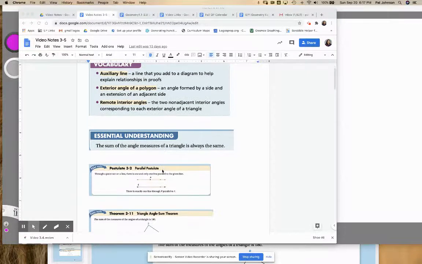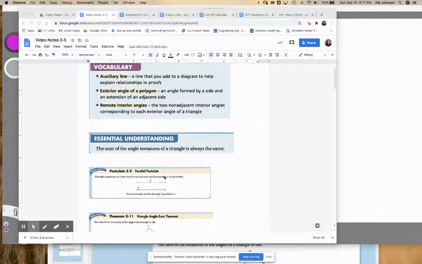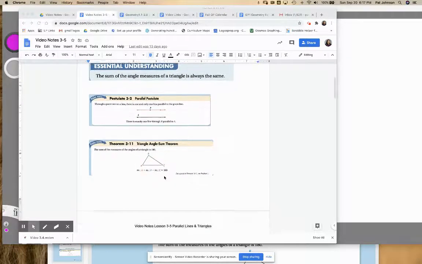So let's talk about auxiliary lines. It's basically a line that we can add to a diagram to help us explain the relationship in a proof. That's all it is. So in this lesson, we're going to understand about angle measures of a triangle, that they're always the same. So let's first start with some postulates that are really important.